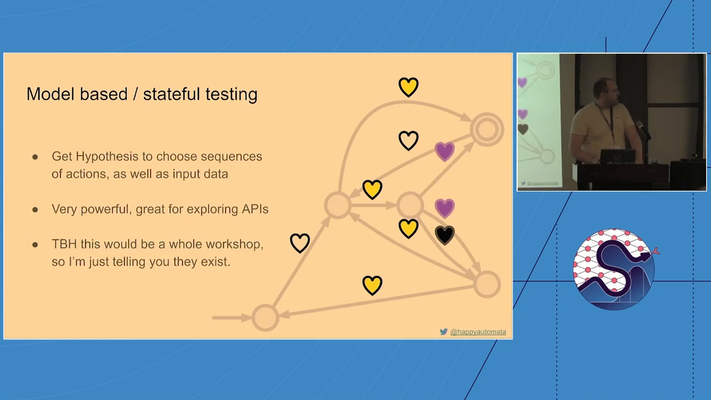Okay, and I mentioned towards the start that a more complex form is what we call model-based or stateful testing. What I've been talking about through this whole tutorial is getting Hypothesis to generate inputs to your test functions. From a certain point of view, though, choosing which action to take out of a set of possible actions is also just a different kind of data that could be generated by Hypothesis. So if you have a sequence of API calls, like a tree or a graph of possible actions, you can use Hypothesis to explore that in a kind of state machine style.